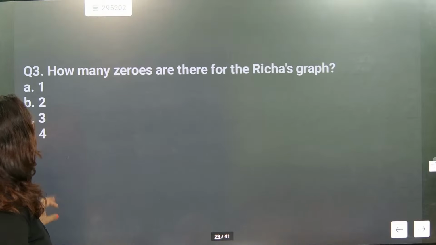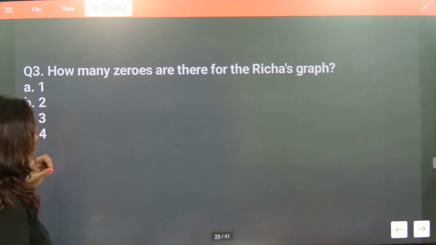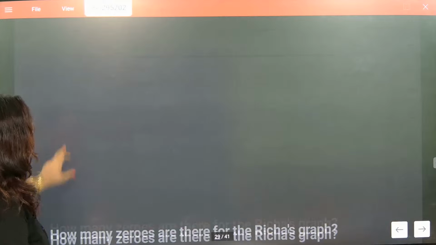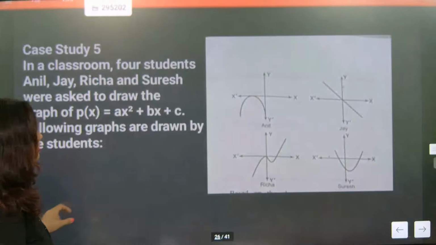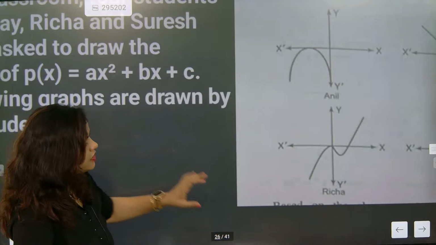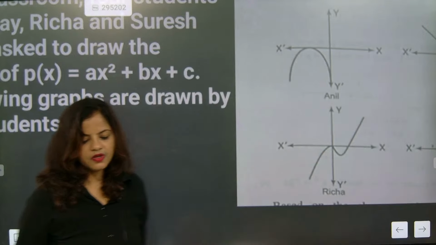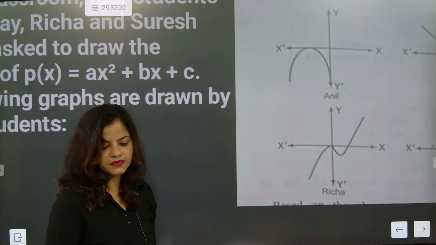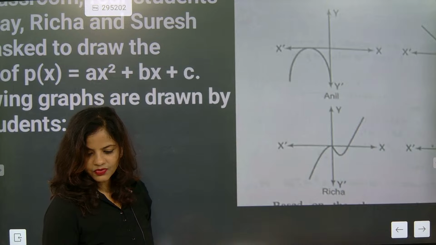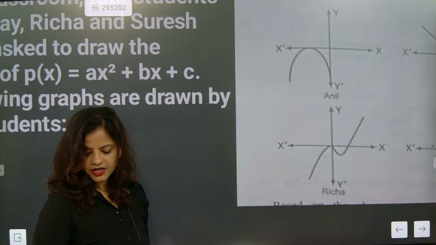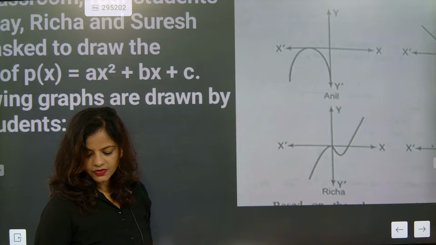Now next one, how many zeros are there for Richa's graph? Let's see Richa's graph. How many zeros are there? For Richa's graph, two zeros are there. Absolutely correct. For Richa's graph, two zeros are there.